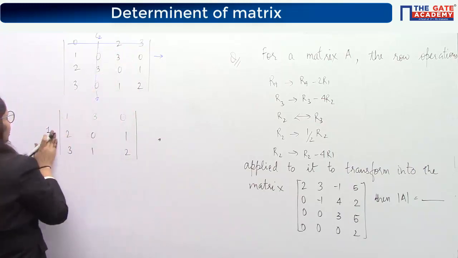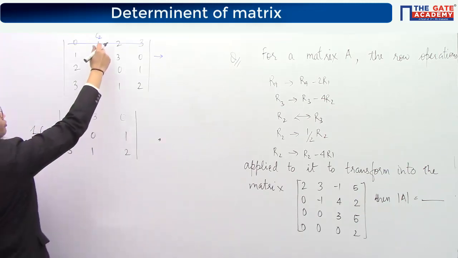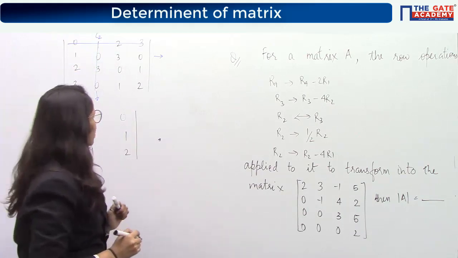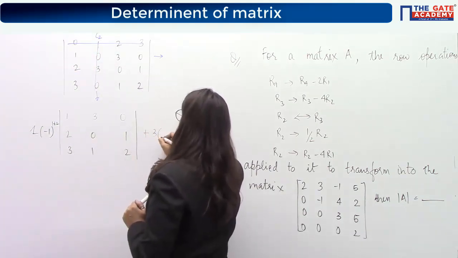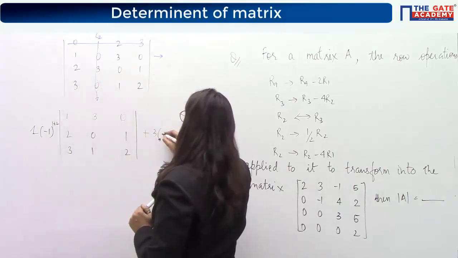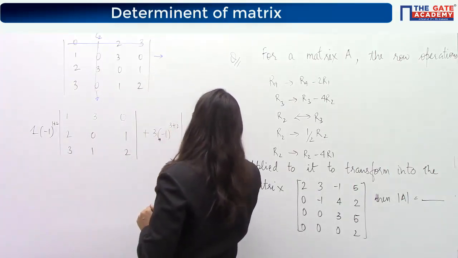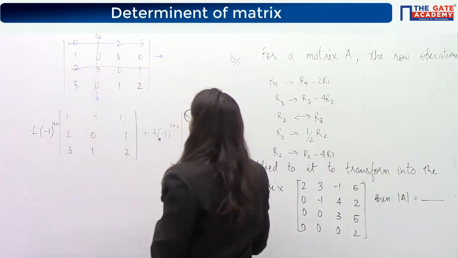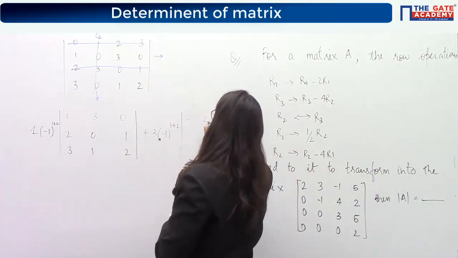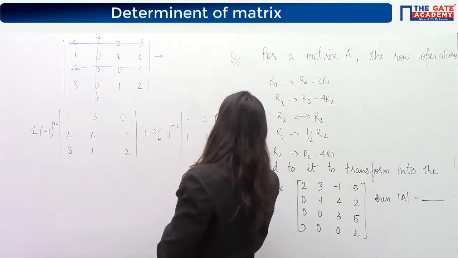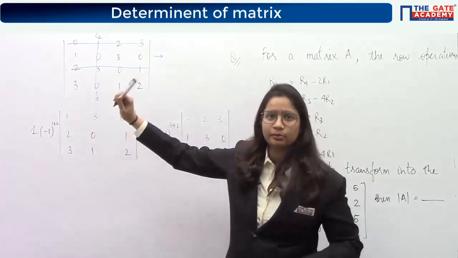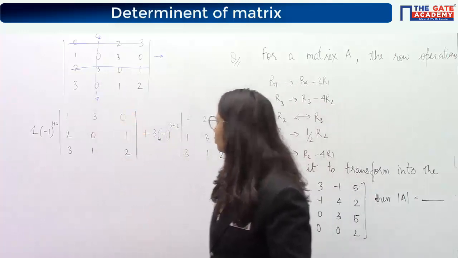And one more thing we forgot, that you need to take minus 1 to the power. The position of this element is 1, 2, so 1 plus 2. Similarly for 3, its position is third row, second column, so 3 plus 2 into cofactor. The cofactor will be obtained by deleting this column and this row. So this will be 0, 2, 3, 1, 3, 0 and 3, 1, 2. And again the cofactor of this, if it is multiplied to this one, will give you 0.